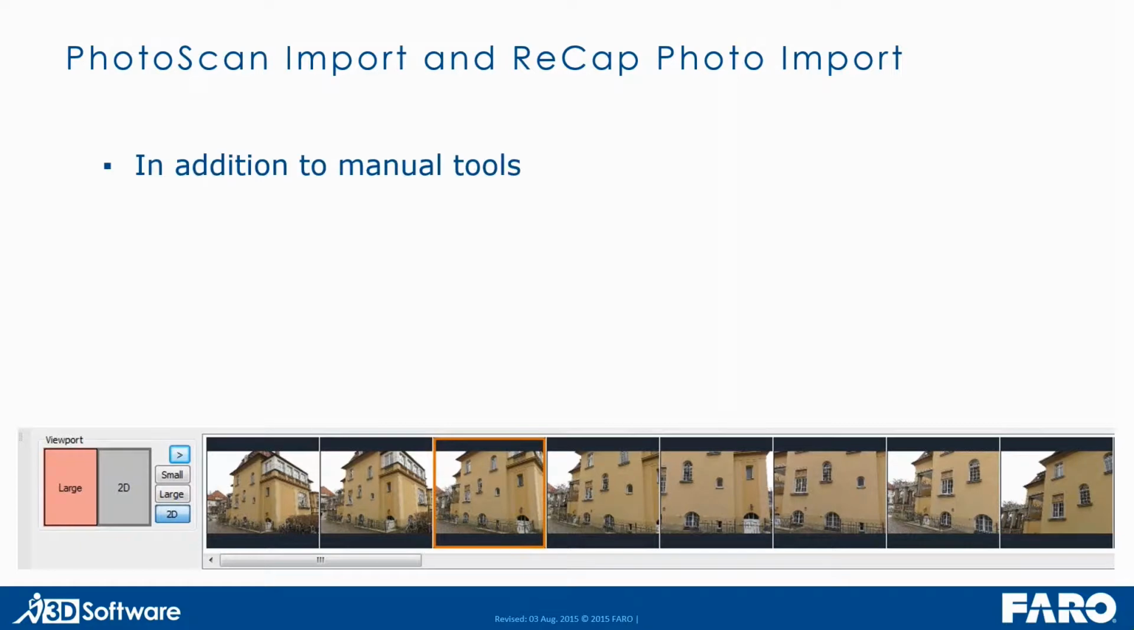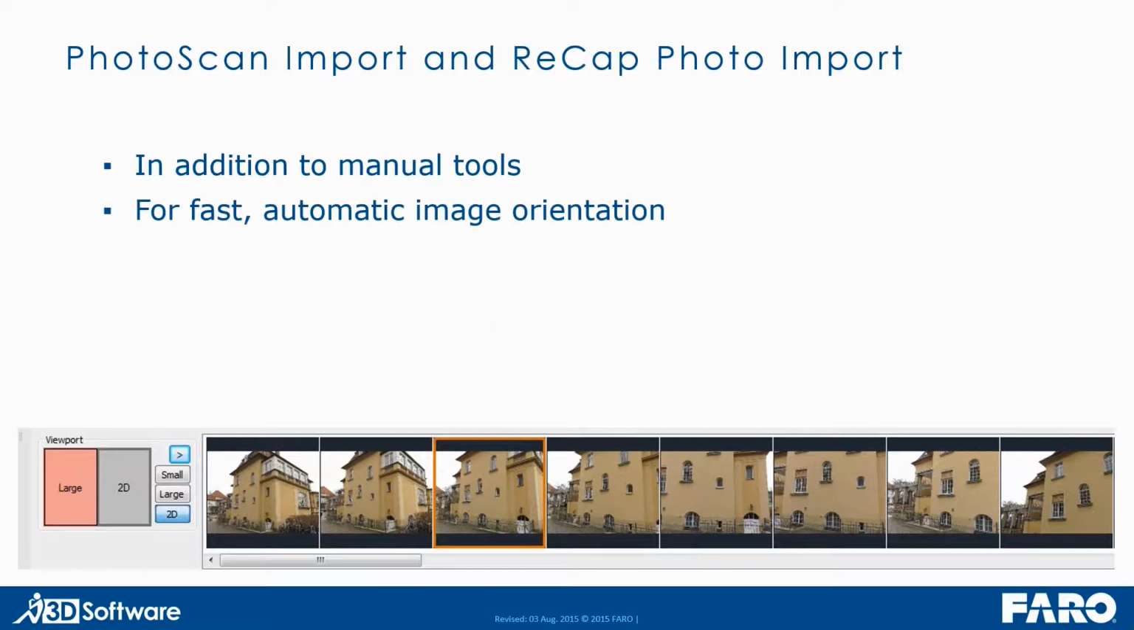In PointSense Heritage, we do have tools for manually orientating photographs. That means calculating the position of the camera during the shot, and not only the position but also the direction and the focal length. So we have manual tools to do that using control points, but we also have options to import photo projects from Agisoft Photoscan as well as Autodesk Recap Photo.